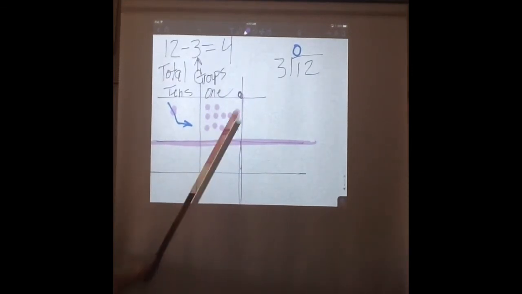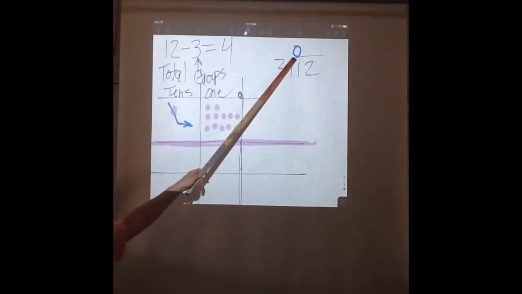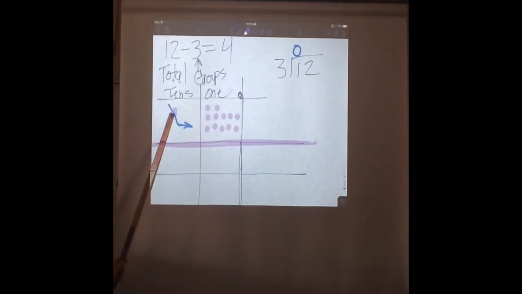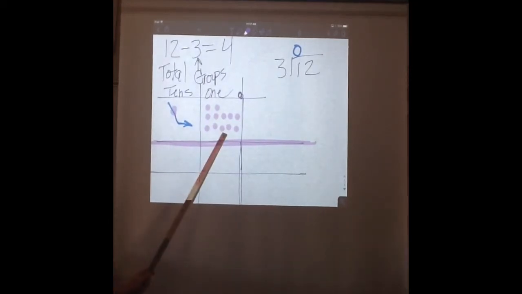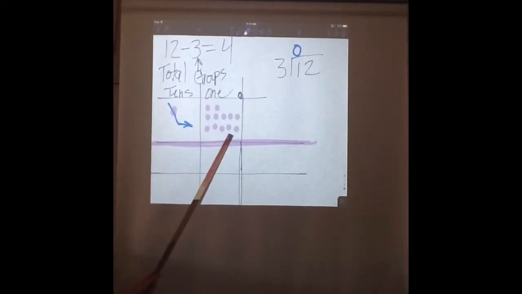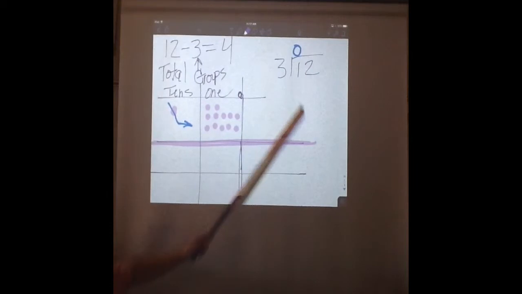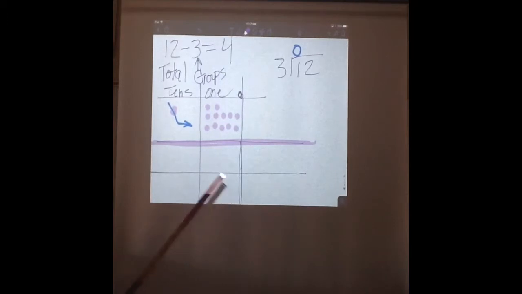Right. So when we put a 0 up here, it was just like taking our 1 ten and putting it over here and putting our 10 dots here. So now we have 12 dots, just like we have, hey, 12 dots right there, right? Does that make sense? Yes. All right. Now what we're going to do is that we're going to cross things off while we put them into our 3 groups. Okay?